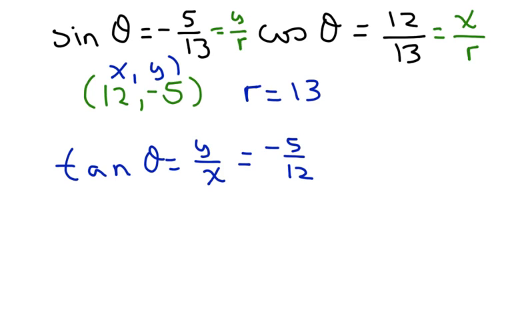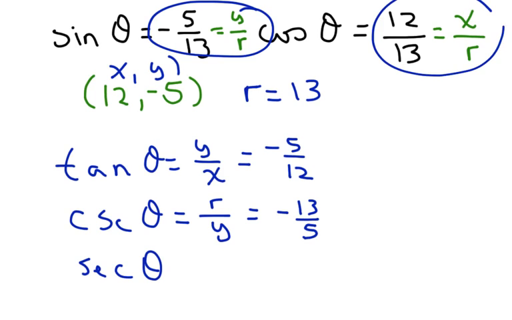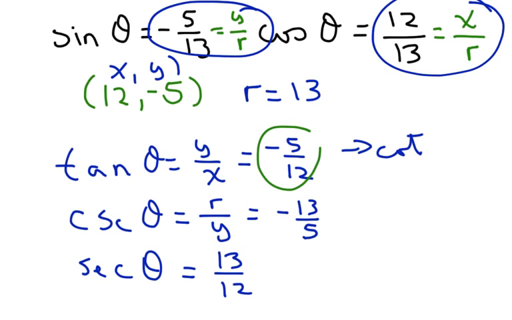We also need cosecant, which is r over y. You're flipping those two, which is going to be negative 13 over 5. Secant, you just flip these two, so that's going to be 13 over 12. And then cotan, you just flip these two. So cotan of theta would give you negative 12 over 5.